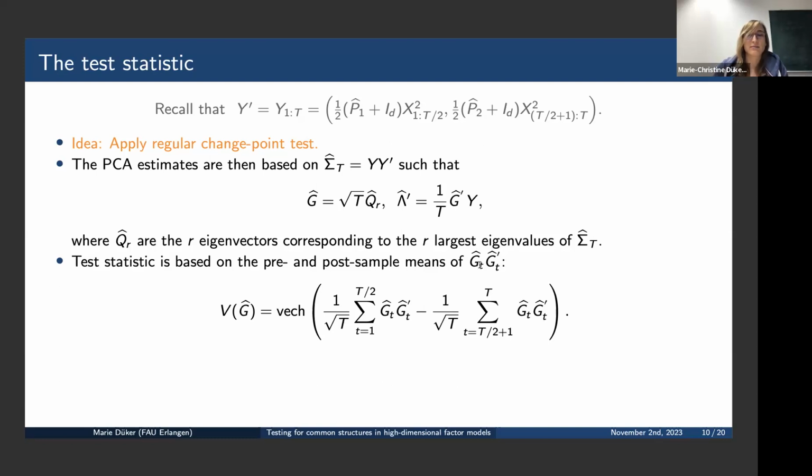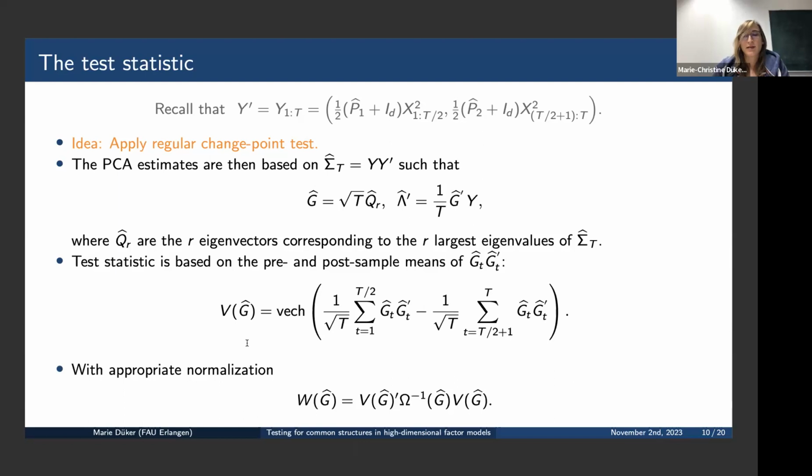So we use the PCA estimators for the factors of the transformed series to compare pre and post break, while the break is actually at T/2, so T half, because we actually kind of artificially created this change point, right? So we know where the change point happens if it happens. And then this is like a regular CUSUM type of test statistic. Then Han and Inouye suggest to vectorize that, which means we stack each column underneath each other, but only for everything below the diagonal.